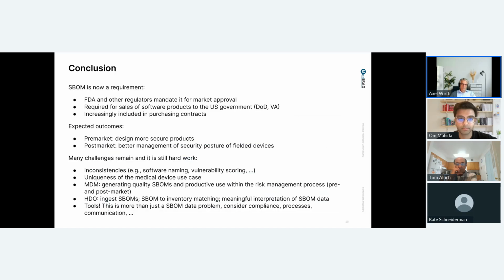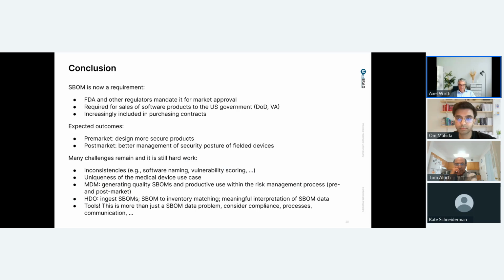So wrapping it up and concluding, SBOMs are now a requirement. FDA and many other international regulators ask for it as part of the market approval process. Certainly, if you sell to the US government, DoD or VA hospitals, you will need to supply the SBOM to that particular customer, meaning the US government. And it increasingly becomes, in the non-government markets, part of the purchasing contract.